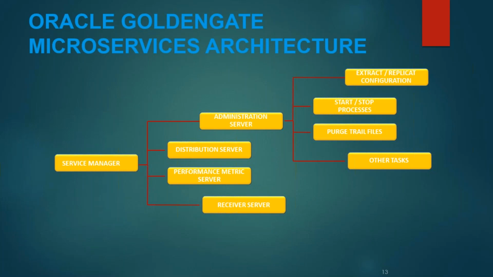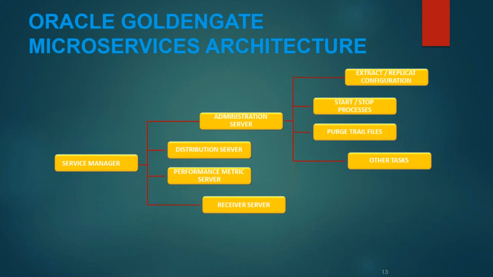Oracle Goldengate Microservices contains the service manager. Under the service manager, you have four types of servers: administration server, distribution server, performance metric server, and receiver server. Each server has its own functionality. When you configure a Goldengate extract or replicat process, you configure it under the administration server. Any start or stop of the process, any purging of trail files, all those things are done under the administration server. Service manager is the watchdog for all the services, so under the service manager, all the services should be up and running.